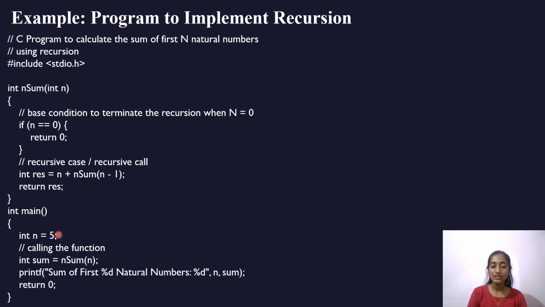Int main. Int main is the main function, which acts as a gateway for the compiler to access the program. Int n is equal to 5. Here we are defining the n value as 5. Int sum is equal to nsum of n. Here we are calling the function. After the compiler enters this line, it will go to this function, perform this task, and again return to the main function with the return type. Printf sum of first: this is the line to print what numbers are added.